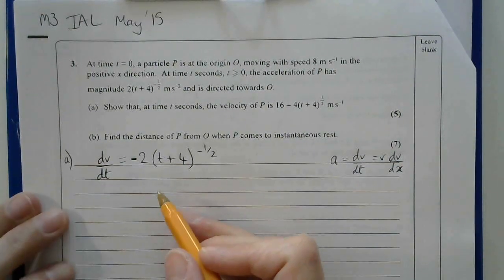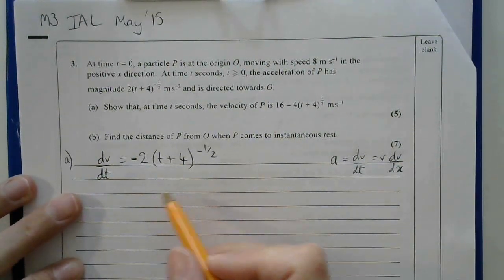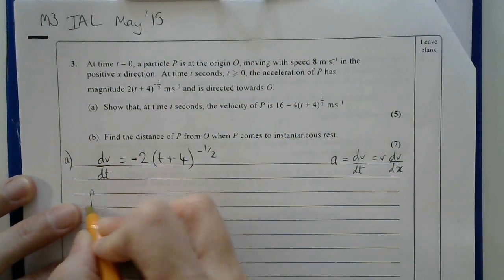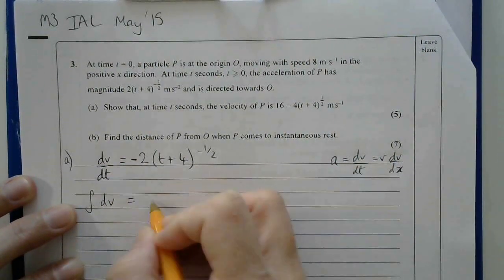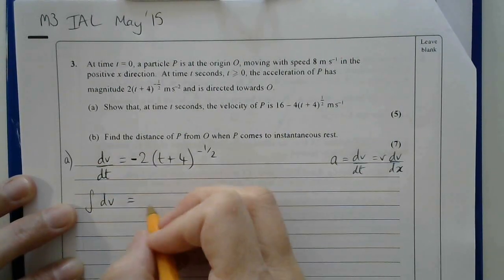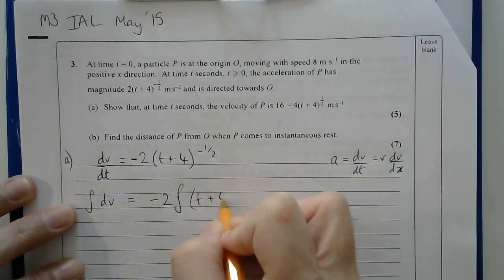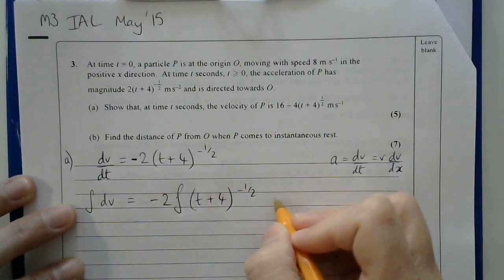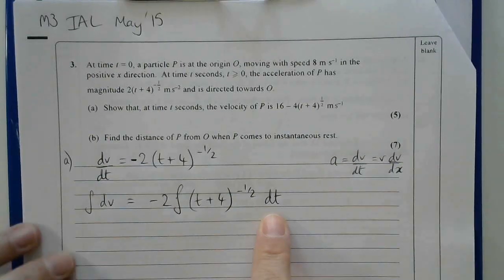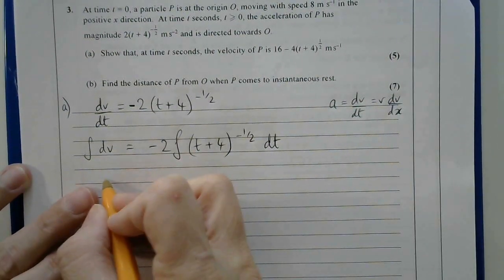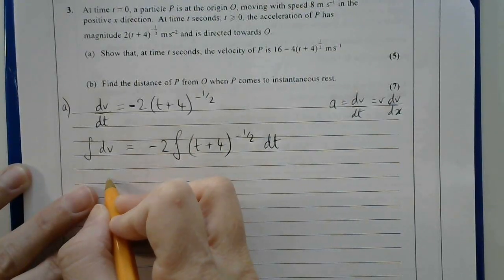Okay, so now to work out the velocity, I need to separate and integrate. So on the left-hand side, I will end up with the integral of dv. On the right-hand side, this is just a constant, so I can stick that out of the way and integrate t plus 4 to the negative a half, and integrate that with respect to t. So the left hand side now becomes v.